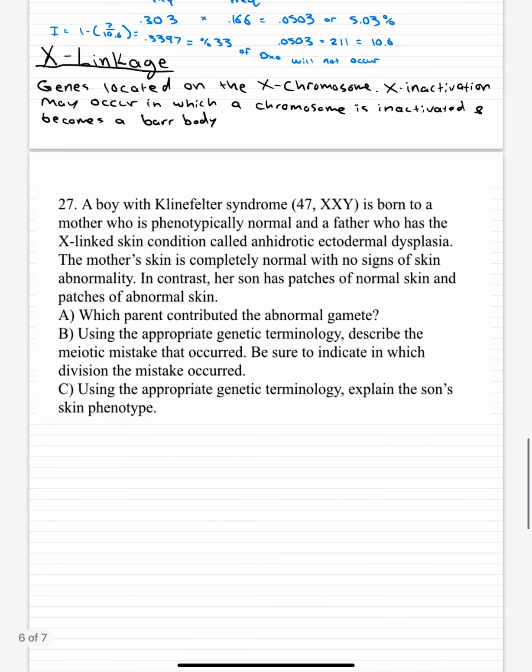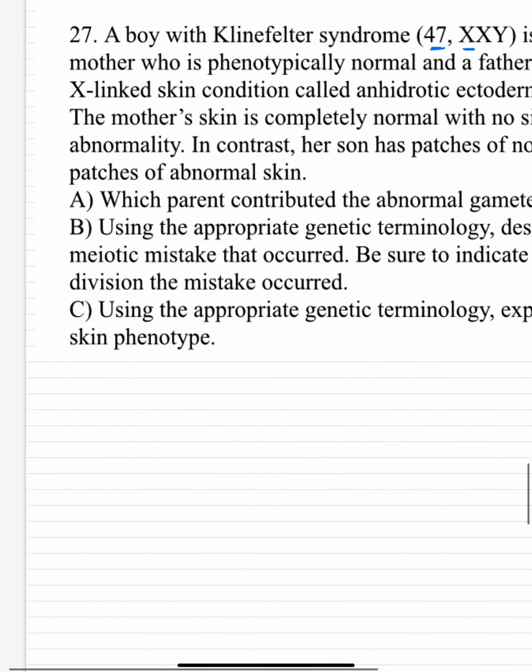For this problem, we have a boy with Klinefelter syndrome, and he has 47 chromosomes with an extra X chromosome. And he is born to a mother who is phenotypically normal, and a father who has the X-linked skin condition called anhydrotic ectodermal dysplasia. The mother's skin is completely normal with no signs of skin abnormality. In contrast, her son has patches of normal skin and patches of abnormal skin. A. Which parent contributed to the abnormal gamete?